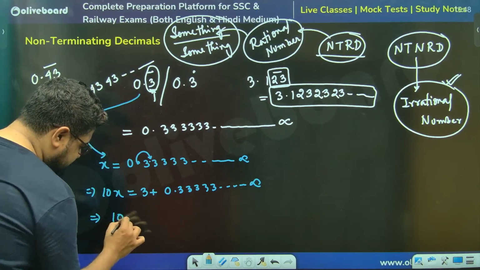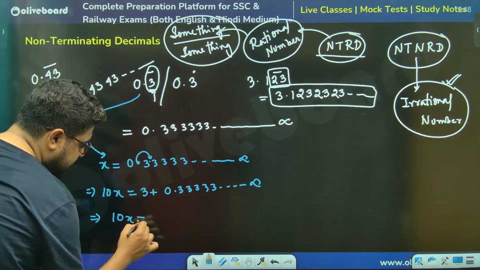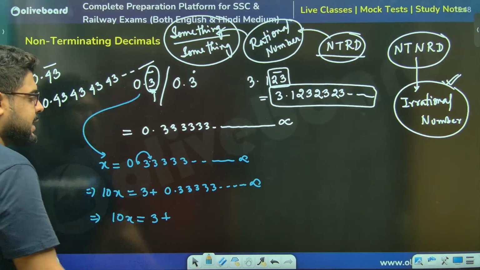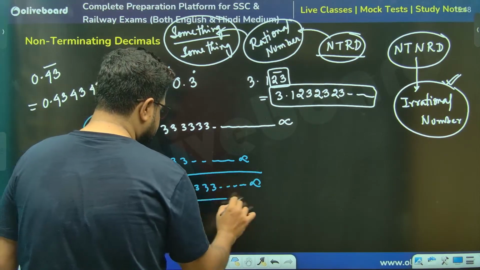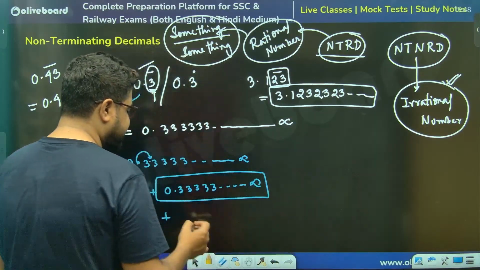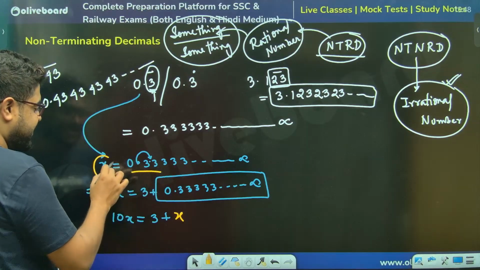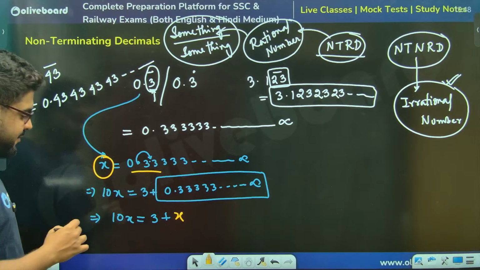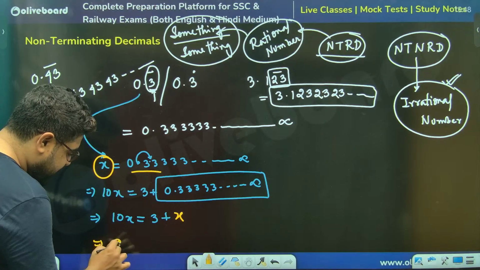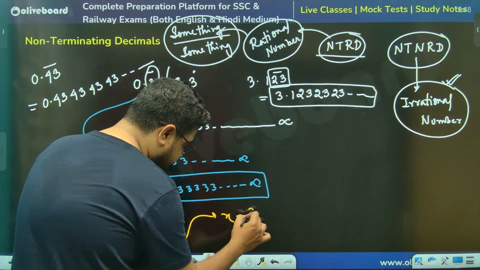Now, if I continue, 10x equal to 3 plus... Can anyone tell me what this is? Sir, this is what you had taken as x. So this is x only. So from there you see 9x becomes 3 and x becomes 3 divided by 9.